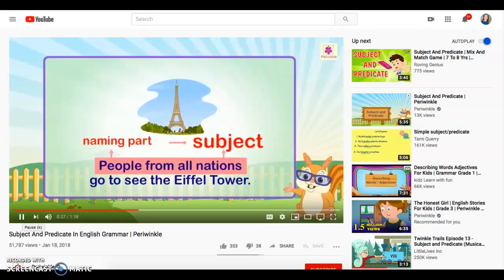Who can tell me what the predicate is? Good job, Carl. Go to see the Eiffel Tower is the predicate because it's telling us what the people from all nations are doing.